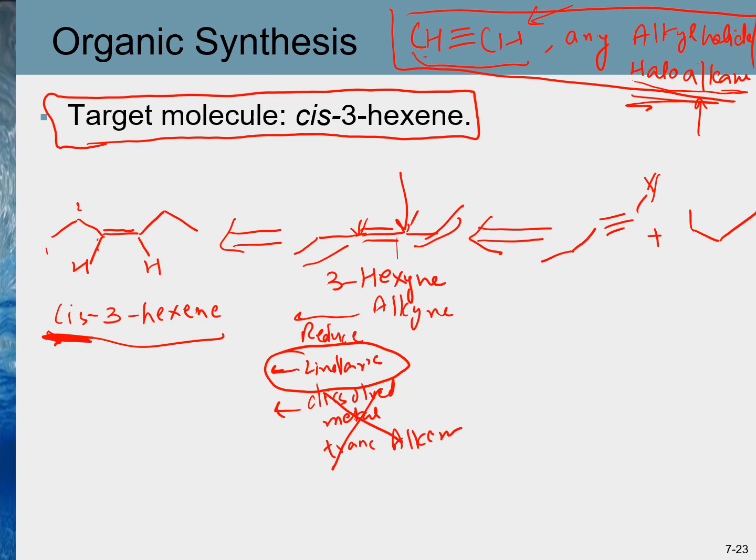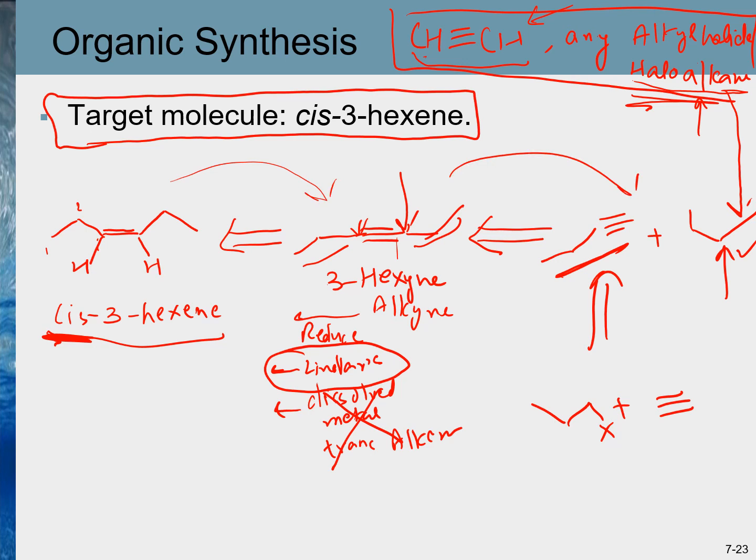However, it means now we need to have this component. This can come from the haloalkane, and we need to have this terminal alkyne. We don't have it, but we can prepare this one from this and acetylene. So now we have designed the synthesis retrosynthetically. We started from the last step and we went backward, backward, and backward.